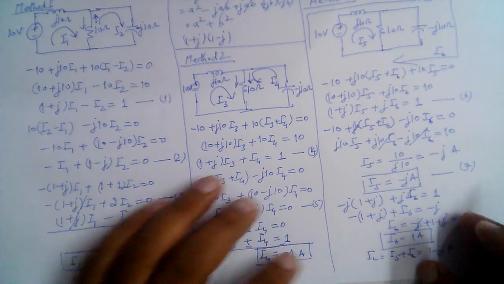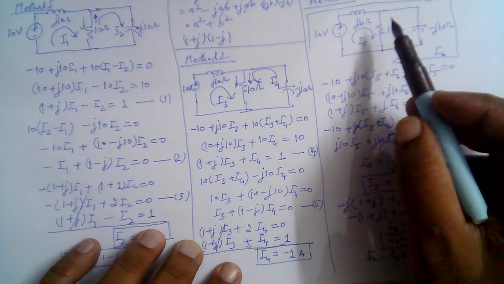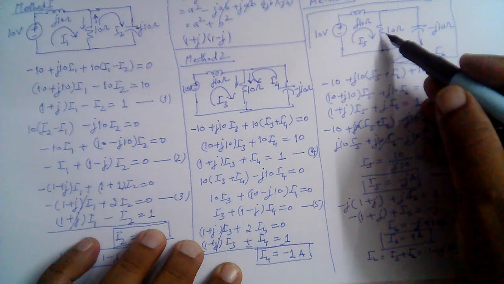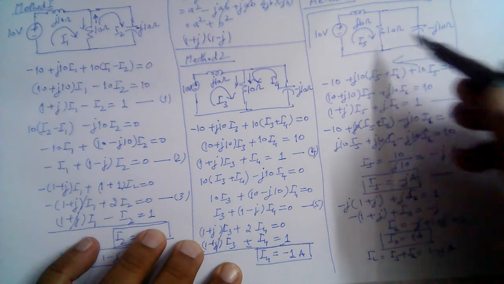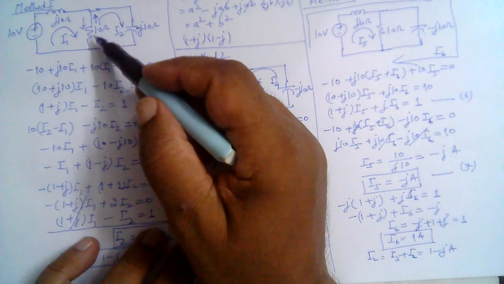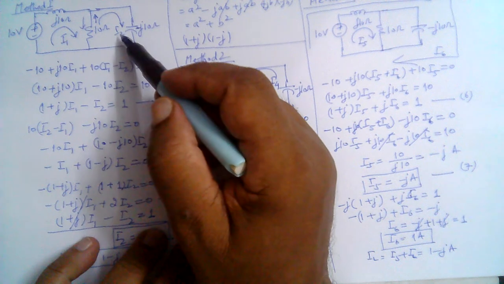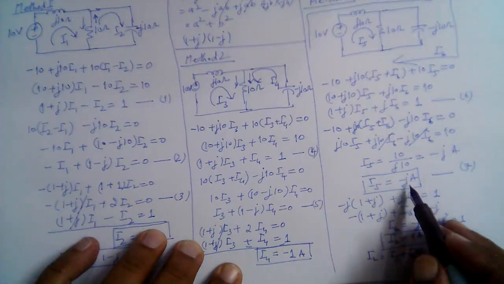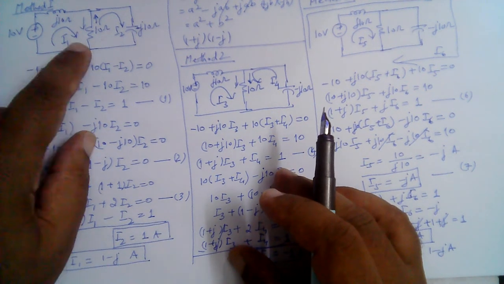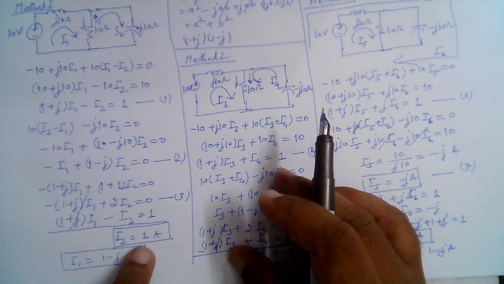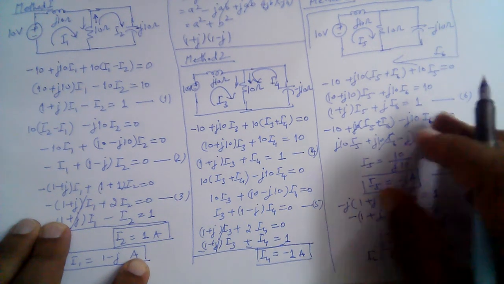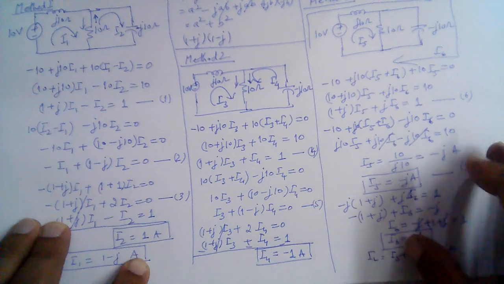So the current through this inductor still remains the same. And the current I5 here also represents the current through this resistor, and I5 is minus J ampere. If we calculate the current through this resistor, that will be I1 minus I2. So that answer should still come out to be minus J ampere, right? So I1 minus I2 gives the same answer, minus J ampere. So this solution, and this solution, all three are consistent with each other.